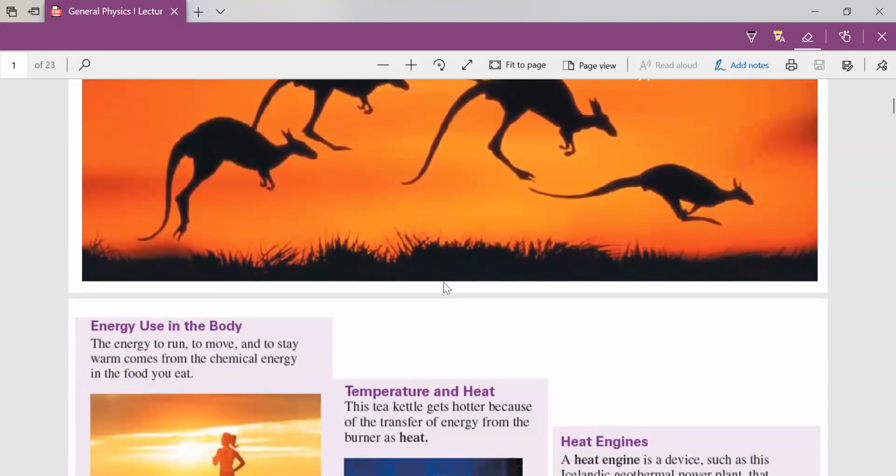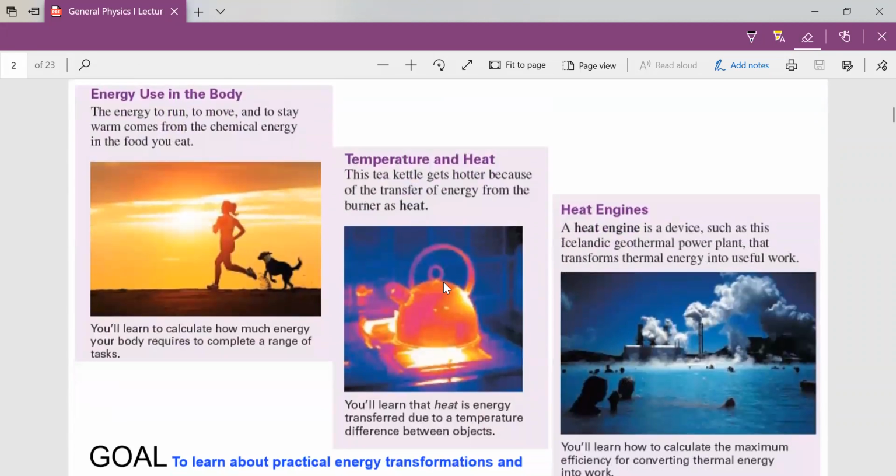So we'll be looking at how we can use energy in our body. We'll learn how to calculate how much energy our body requires to complete a range of tasks, okay? We'll also understand how energies that are transformed from one form to another can be measured or calculated. We'll also be looking at the relationship between temperature and heat. We will learn how heat is the energy transferred due to temperature difference between objects. We should be able to get to that today.